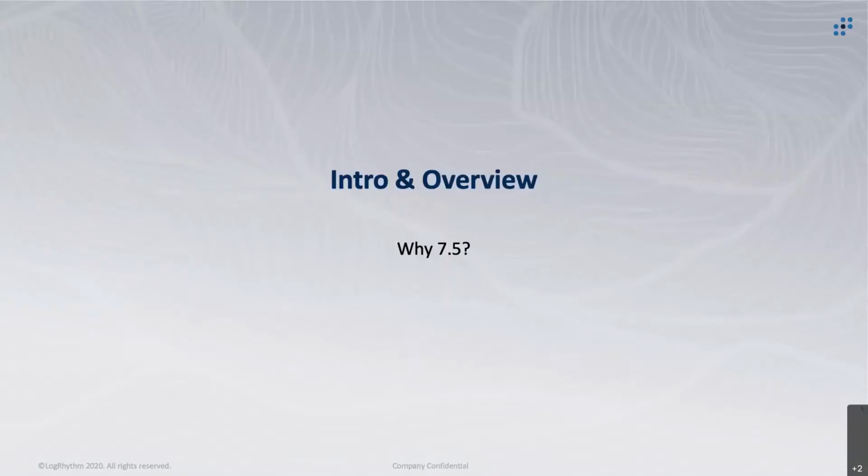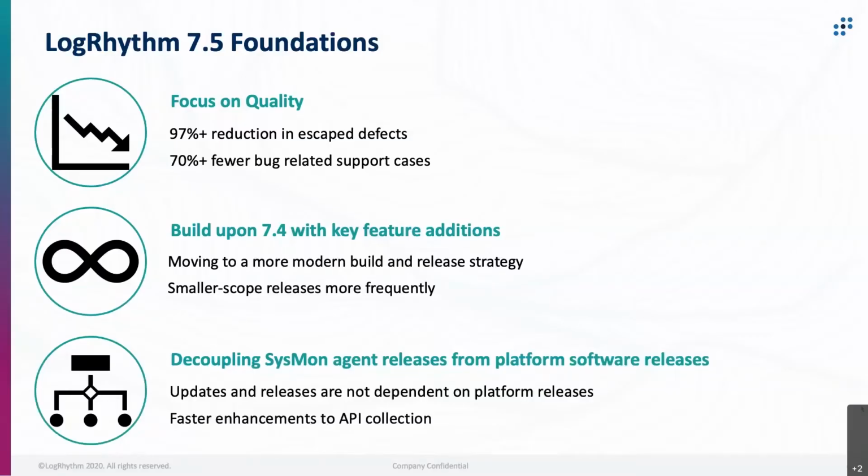So with that, let's go ahead and dive right in and talk about a little bit of the background information on 7.5. And I really like to start with the foundation. So where did 7.5 come from? Some time ago, you guys, our customers and our leadership really made it clear that quality is job number one in LogRhythm engineering. So we took a serious, hard look at quality and really tried to take that to heart. And we've really seen the benefits of that.